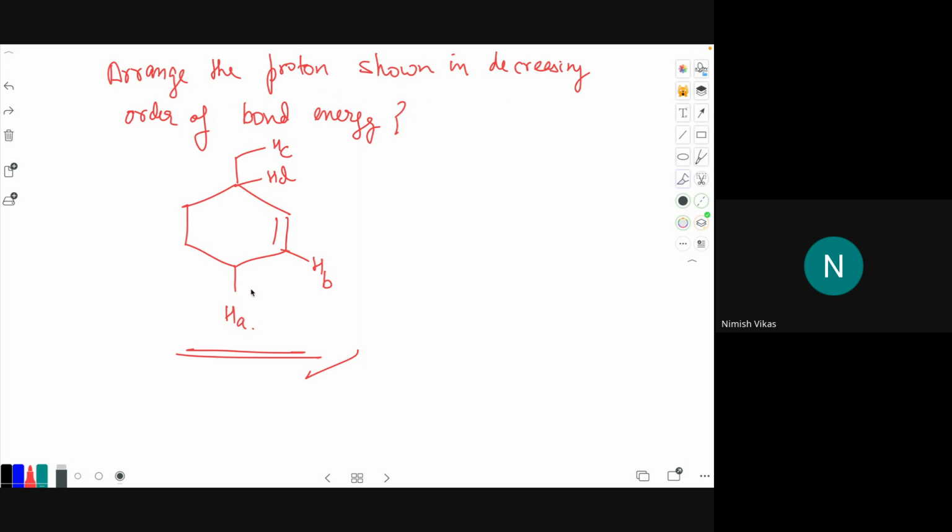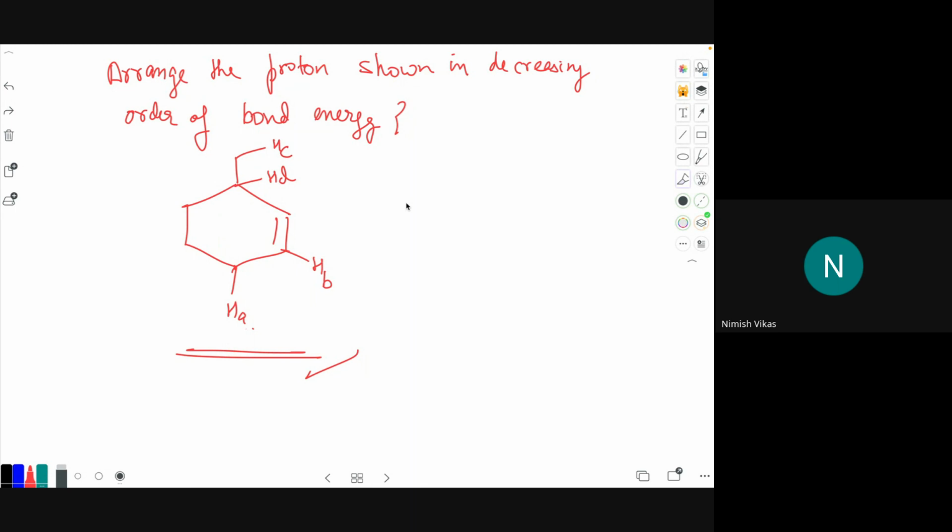First, I will tell the logic. Imagine this HA is there. When you remove HA, it will be easily removed, right? Because it will be resonance stabilized, its bond energy will be a bit less. So if something can be easily removed, its bond energy will be less. And if something can be removed only in a difficult way, then its bond energy will be more. Is that clear, Sanskriti? Yes, sir.